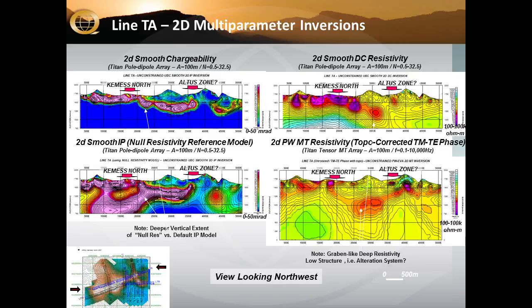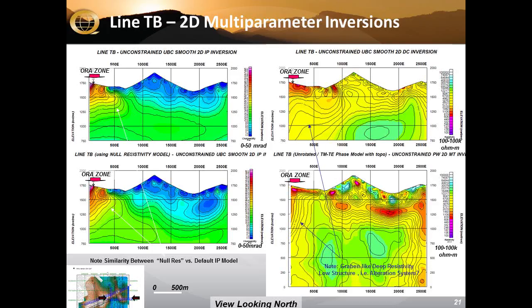So just for reference, ChemS North is the known mineralization. The Altus zone is a new discovery based on these results. And the Aura zone is a known mineralization.